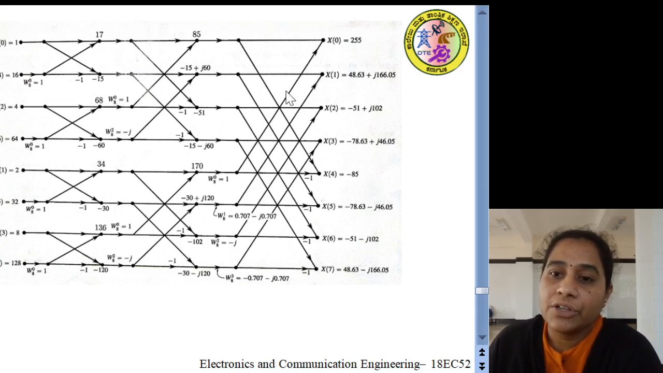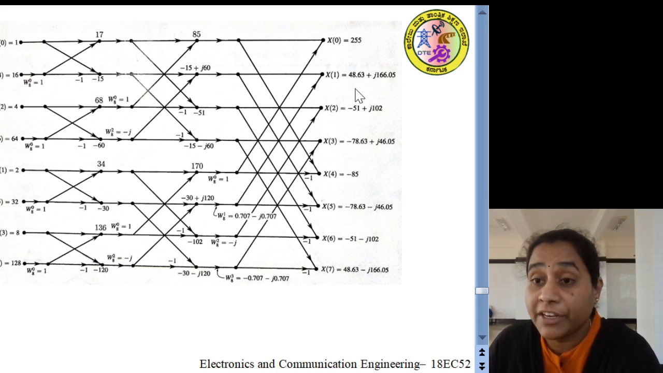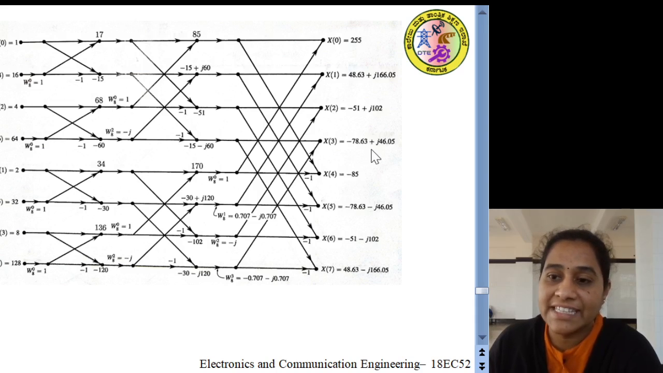After performing the third stage computation, the final output we obtain is in natural order. So our FFT X of k for the given input x of n is: X of 0 is equal to 255, X of 1 is equal to 48.63 plus j times 166.05, X of 2 is equal to minus 51 plus j times 102, X of 3 is equal to minus 78.63 plus j times 46.05, X of 4 is equal to minus 85, X of 5 is equal to minus 78.63 minus j times 46.05, X of 6 is equal to minus 51 minus j times 102, X of 7 is equal to 48.63 minus j times 166.05.